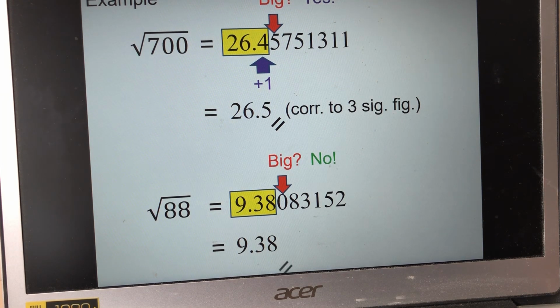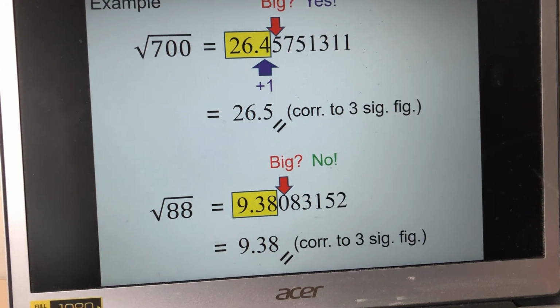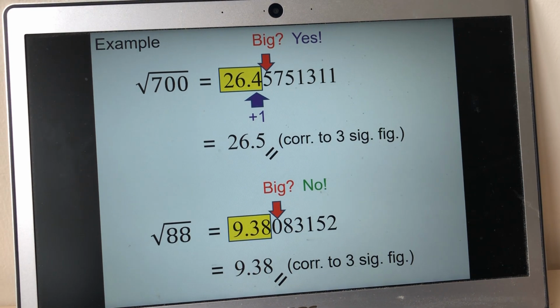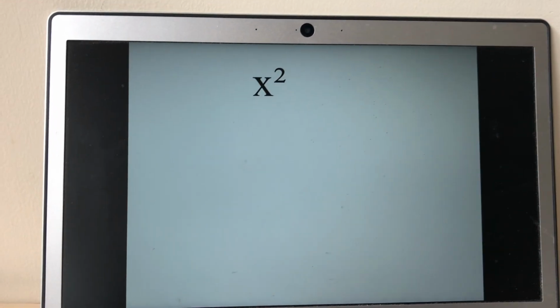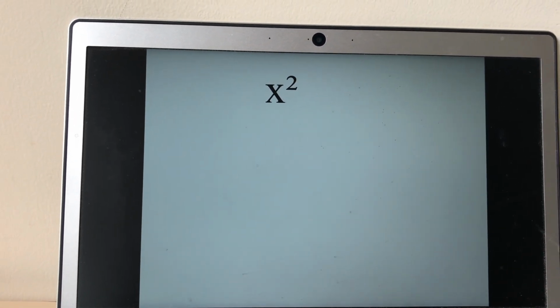Okay? Don't forget to put this down. This number is corrected to 3 significant figures. Alright? Okay, so this is the first part of today, and then the second part.